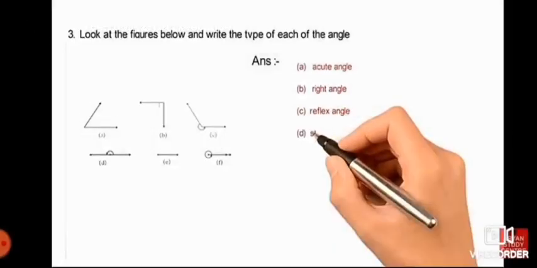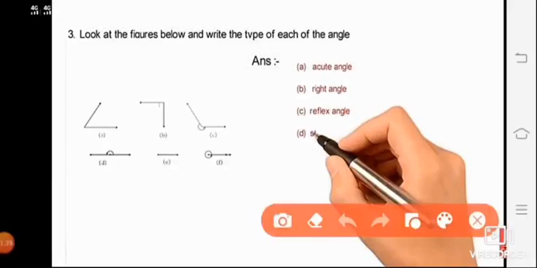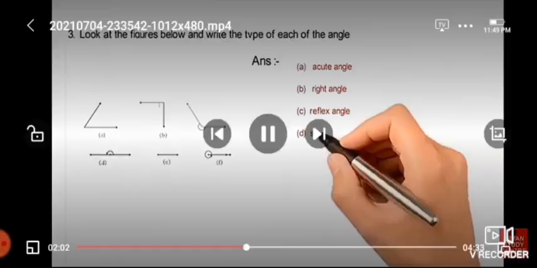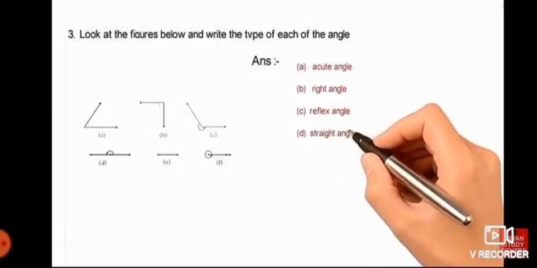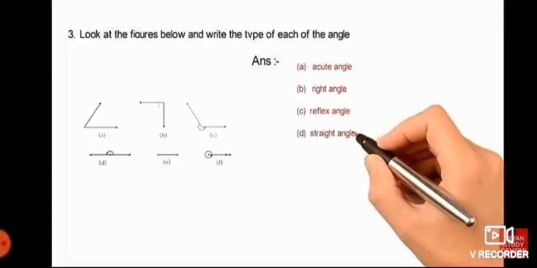Next one, we are having the figure that is here. It is a straight line and we have one arrow like this which tells a semicircle. Such a type of angle measures 180 degrees and thus this type is called a straight angle. So students, you have to write the correct spellings. For that you have to learn the spellings by heart. So the fourth, that is the D answer, is straight angle.